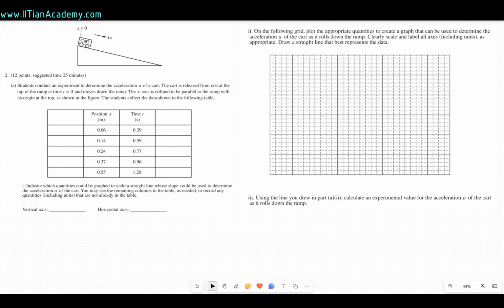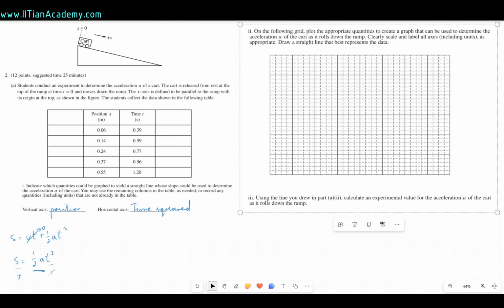So what we will need to plot here is position on the vertical axis, and the horizontal axis will be time squared. In this way we are expecting a linear graph, and the reason for that is because position is equal to the initial speed times time plus 1/2 at squared. The initial speed is 0, therefore the position will be 1/2 at squared. So if we plot a graph of t squared on the x-axis, displacement on the y-axis, then this 1/2 a will be our slope, and so from that we can calculate a.